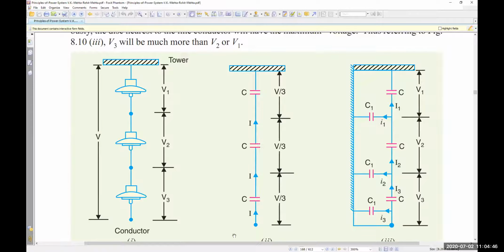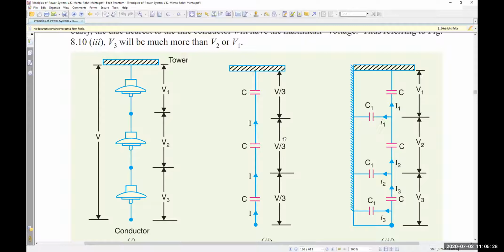Now here you have a conductor that has a very big voltage. You have earth, that means ground. And in between you have three capacitors, right? So what will happen? There will be a current flow. Normally there is no current flow, but theoretically speaking there will be. Let's say this is I, this is I, this is I. If there is any current, there will be a voltage drop. This is V by 3, V by 3, V by 3.